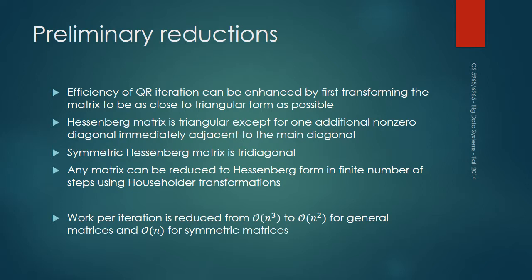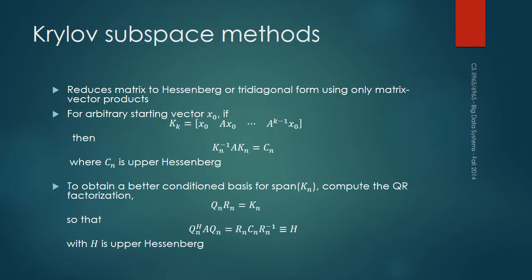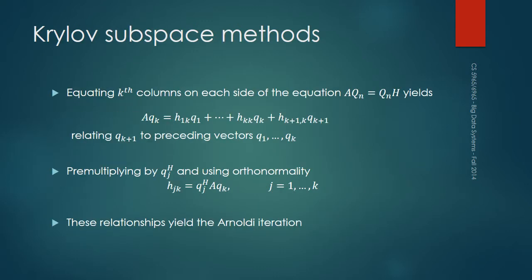So the key thing for us to notice here is that the work per iteration is reduced from n cubed to n squared for general matrices and order n for symmetric matrices if we start off by reducing our matrix to a Hessenberg structure. That's the reason why you do it, because QR is too expensive otherwise. So this is the most common thing that you would see.